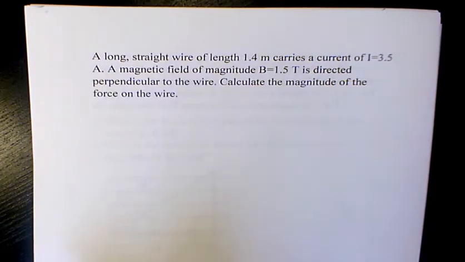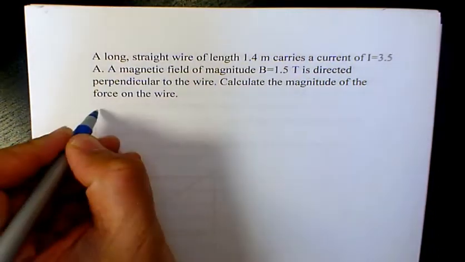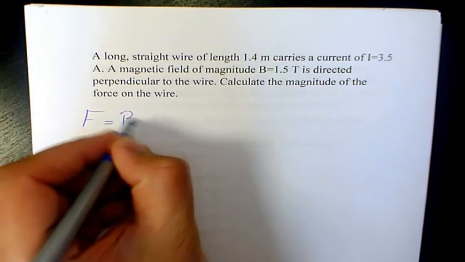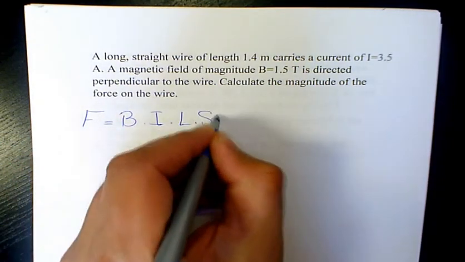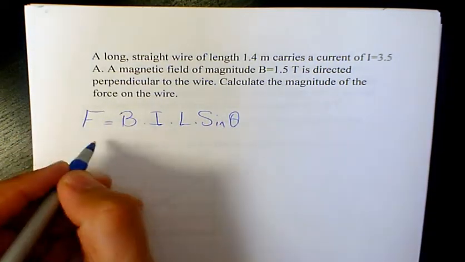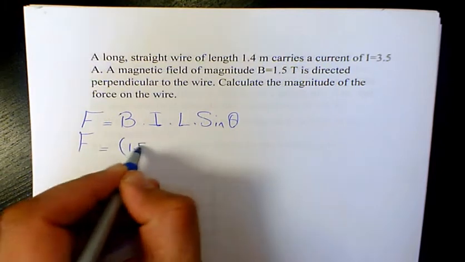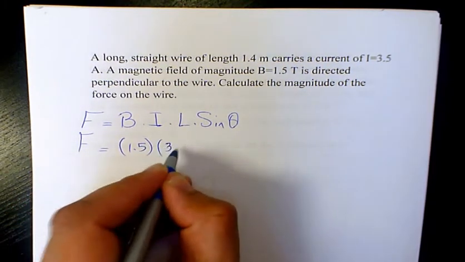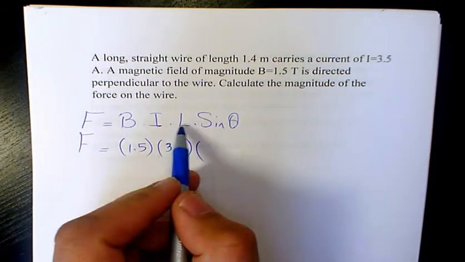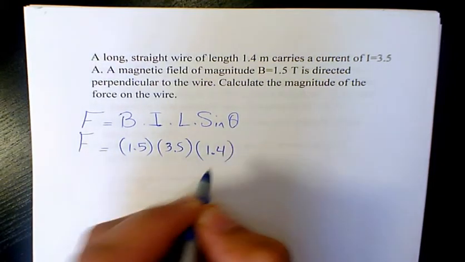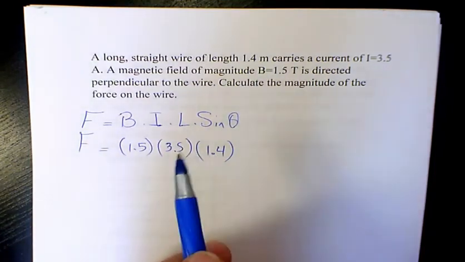Next example, a long straight wire of length 1.4 meters carries a current of I equals 3.5 ampere. A magnetic field of magnitude B equals 1.5 Tesla is directed perpendicular to the wire. Calculate the magnitude of the force on the wire. Again, we need to use the same formula, F equals B times I times L times sine theta. F, we need to find. B is given, 1.5 Tesla. I is the electric current, that one is given as well, 3.5 ampere. L, length of conductor, which is 1.4 meters. We don't need to convert it to any other unit because it's already in meters.